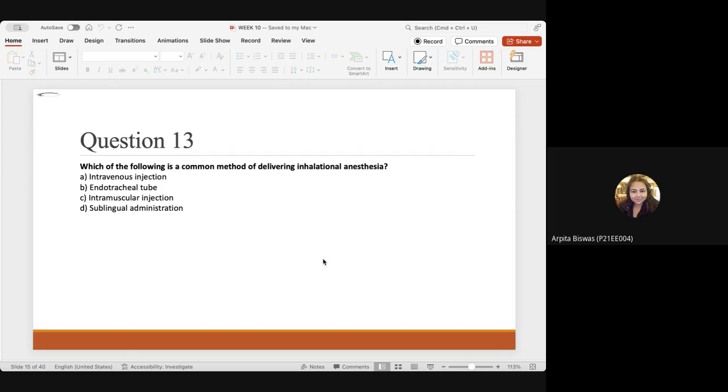First is the intravenous injection. Second is the endotracheal tube. Third is the intramuscular injection. And option D is the sublingual administration.